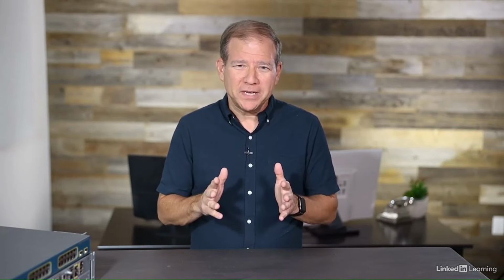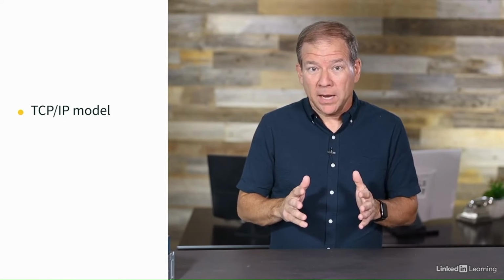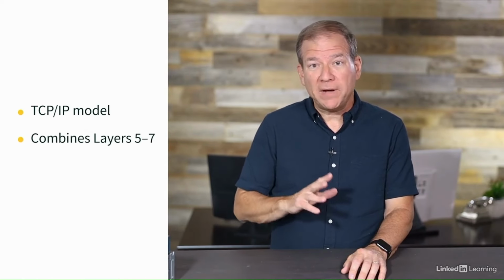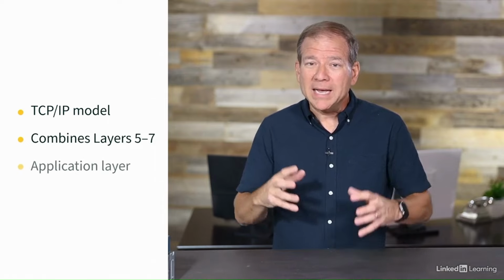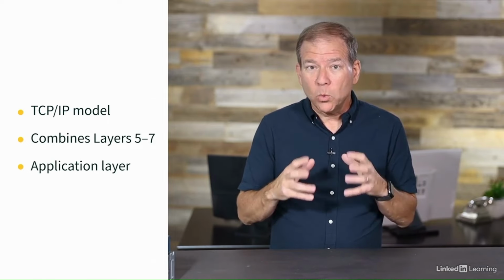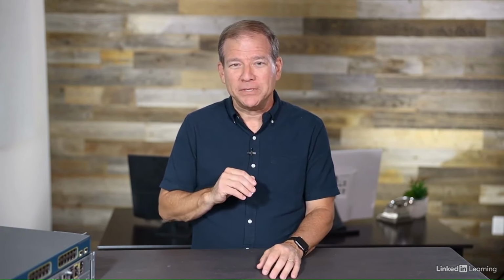We've already seen that there's another reference model that I really want you to understand. It's the TCP/IP model. Now, this model combines layers 5 through 7 of the OSI model into a single layer that we're going to call the application layer. Now, interestingly, there are some variants to that TCP/IP model. They give different names to the bottom layers. So let me show you a few different examples.